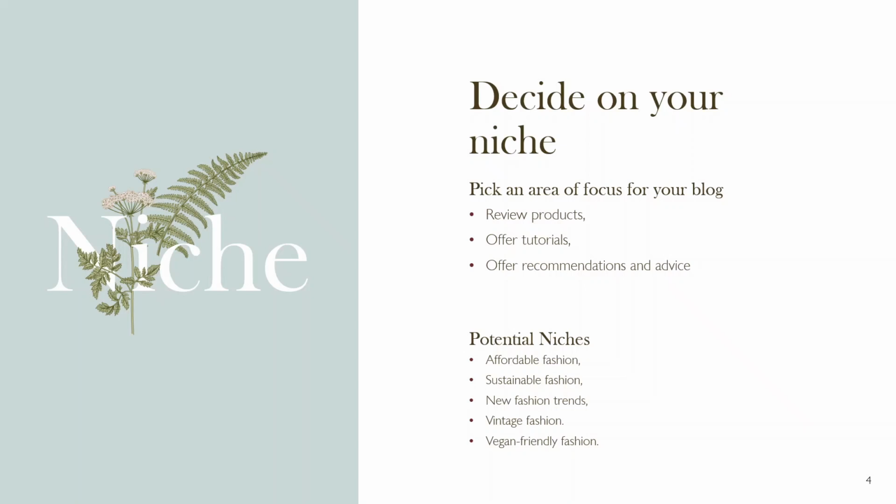And when it comes to potential niches, if you really want to hone in on areas or build a community for your audience who can know exactly what to expect from your content, you could look at things like affordable fashion, sustainable fashion. You could look at new fashion trends. You could look at vintage fashion, or maybe even vegan friendly fashion. You could have your blog on one of these topics, or perhaps even all 5, or maybe even more. But it's a good idea to start with one of them and build out from there.